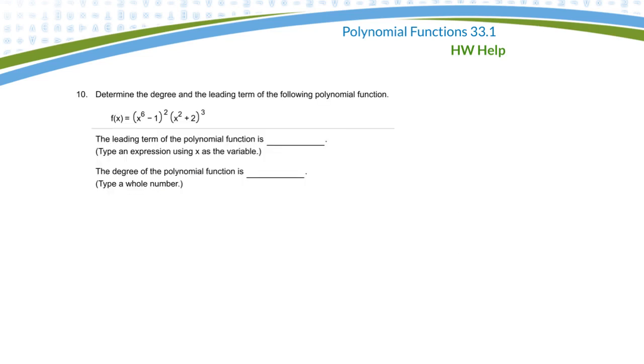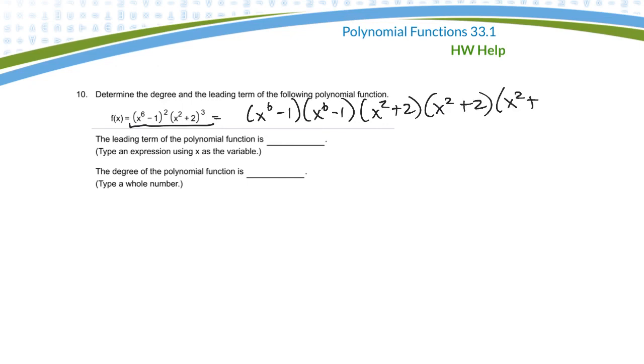Okay, last question. Determine the degree and the leading term of the following polynomial function. Oh, that's tough because this one's all multiplied out already. And then they want to know the degree. Okay, let's write this out and see if we can just sort of deduce it. X to the 6 minus 1, x to the 6 minus 1. There's 2 of those. And then there's 3 of these, plus 2, x squared plus 2.